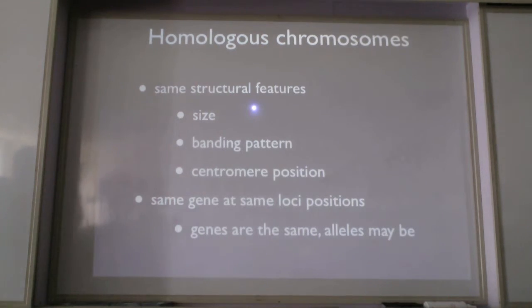And another term is homologous chromosomes. Homologous chromosomes basically have the same structural features like size, banding pattern, and centromere position, and they also have the same genes at the same loci positions, which means that the genes are the same, but the alleles may have some differences.